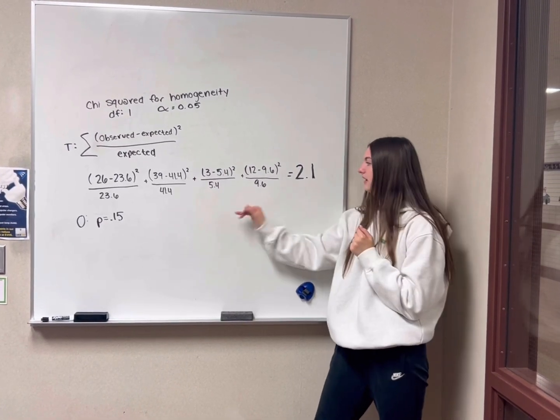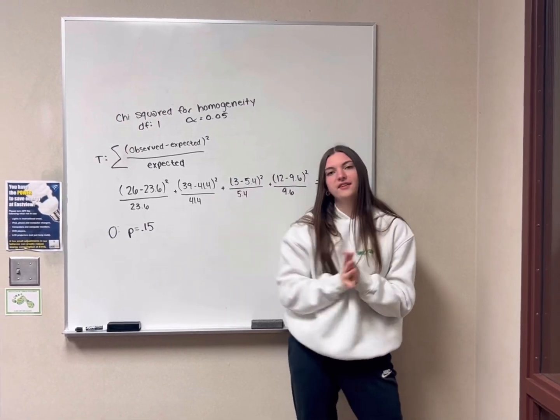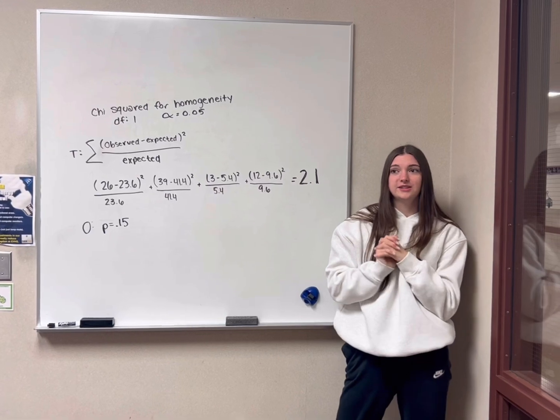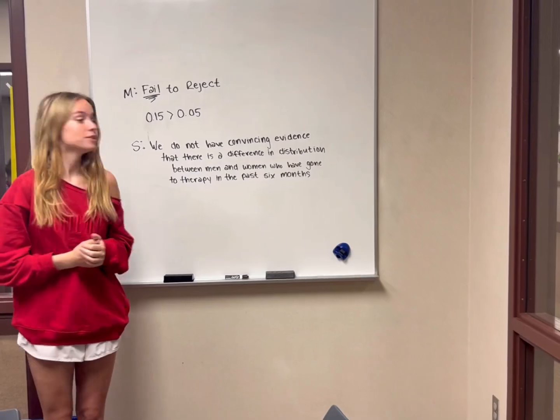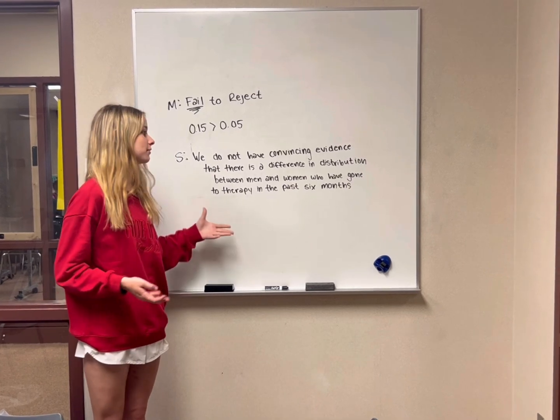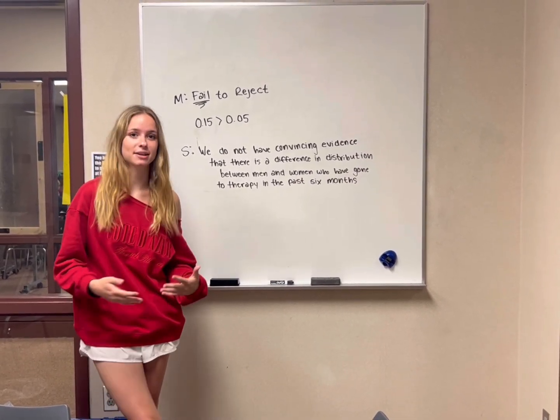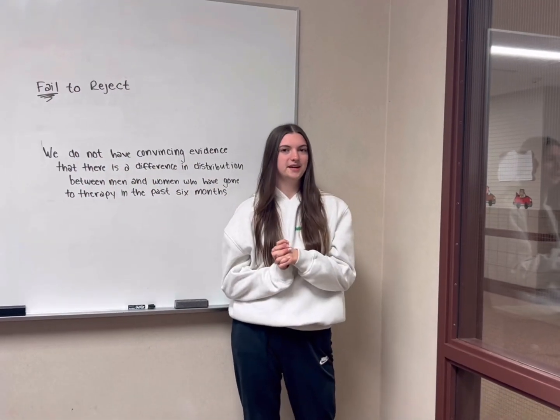And then so we did that here, and we got a test statistic this time of 2.1, which creates a p-value of 0.15, which as you can see is a lot smaller than the previous p-value of 0.49. Okay, so with our p-value of 0.15, we still fail to reject our null hypothesis, so we do not have convincing evidence that there's a difference in distribution between men and women who have attended therapy in the past 6 months.